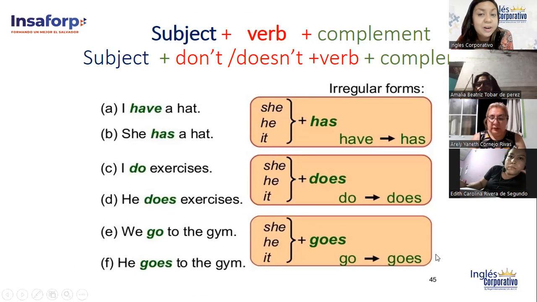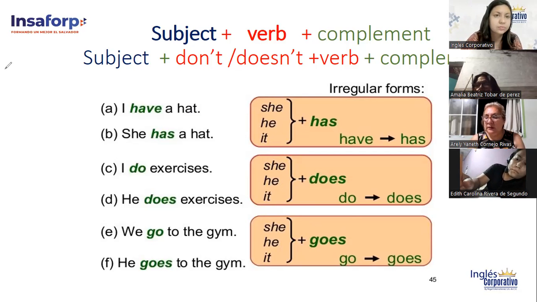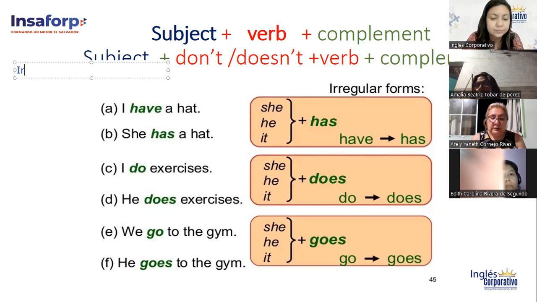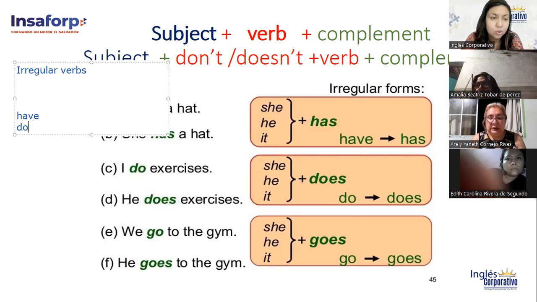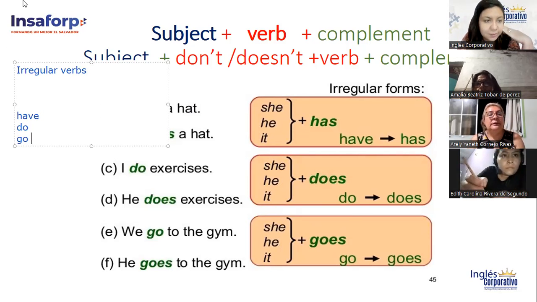Okay, the verb have, the verb do and the verb go. These are irregular verbs. Irregular verbs: have, do, and go. Why are they irregular verbs?